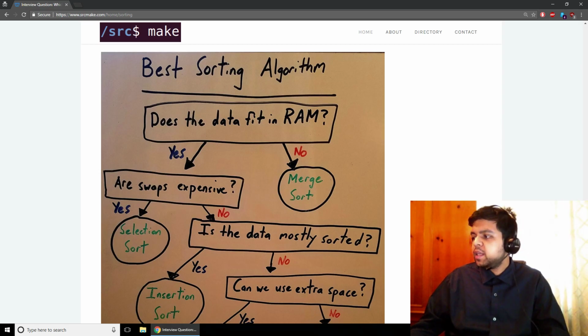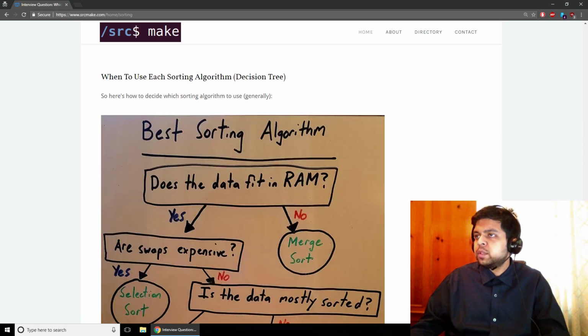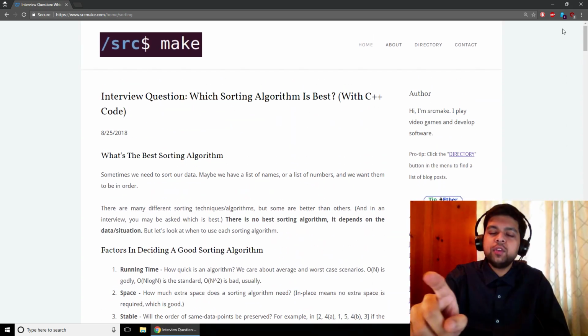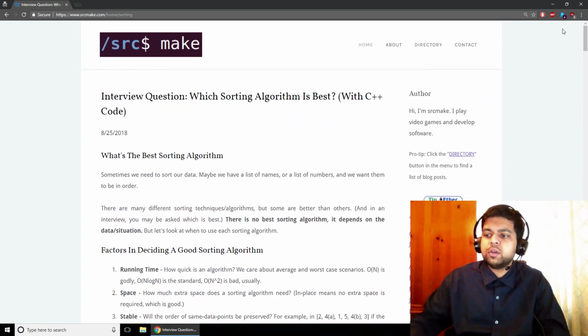Now, that is sorting algorithms. You see the code right here. If you use the link below this video, you'll get to this page and you can read through the code if you want to. I recommend it. You should actually do that if you need to know how to implement the code, in case they ask you that.